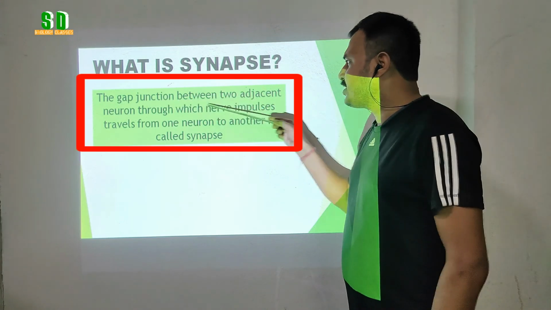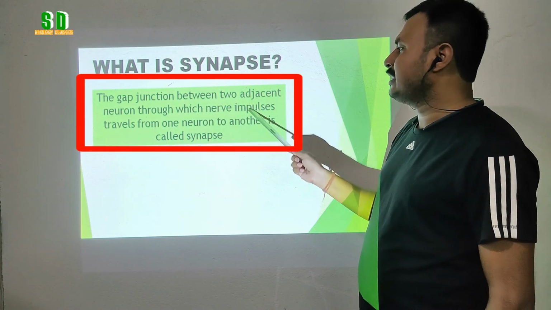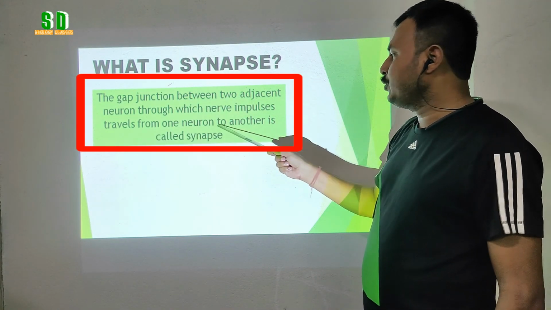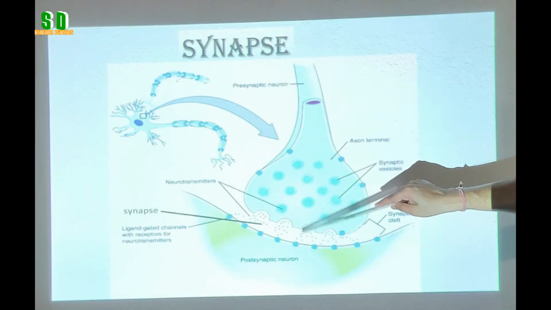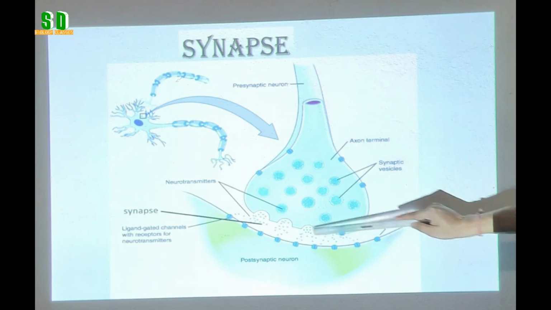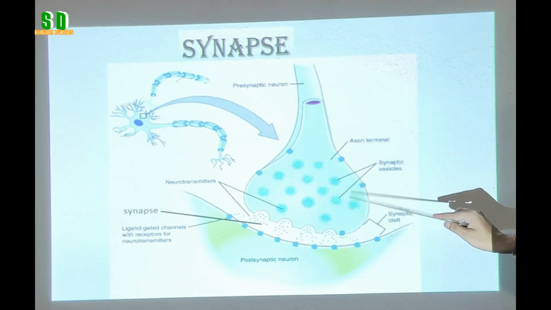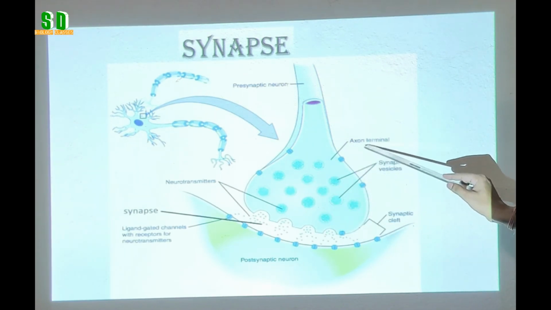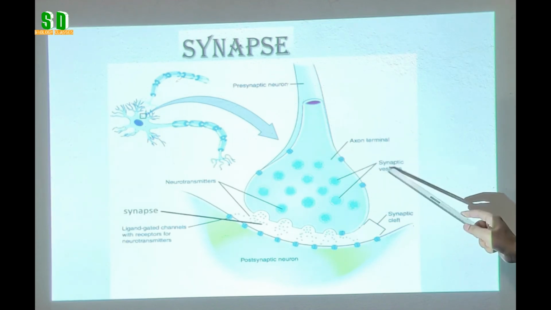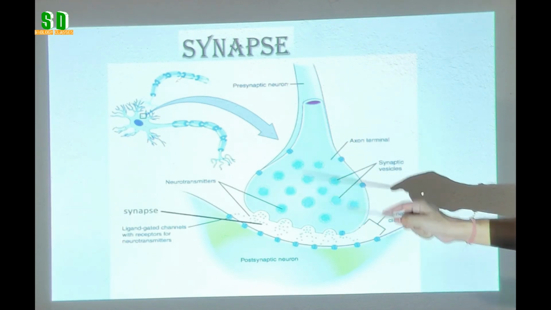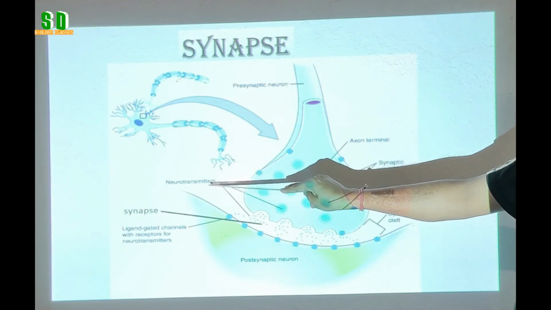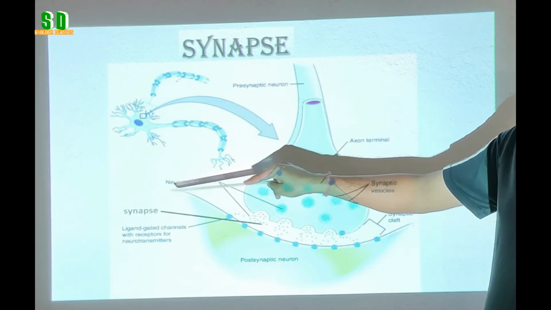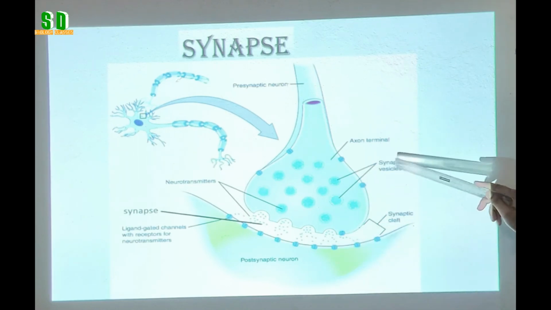See, the gap junction between the two adjacent neurons through which the nerve impulses travel from one neuron to another is simply called synapse. Now you can see the structure of a synapse. See, it is the nerve ending, it is a synaptic knob. There are so many axons, it's a part of axon terminals. There are synaptic vesicles there. And in these vesicles, there are a lot of neurotransmitters. I will discuss different types of neurotransmitter in the next video.